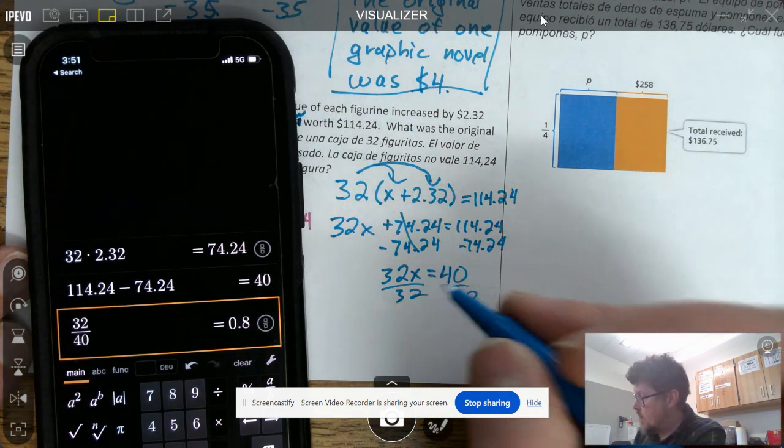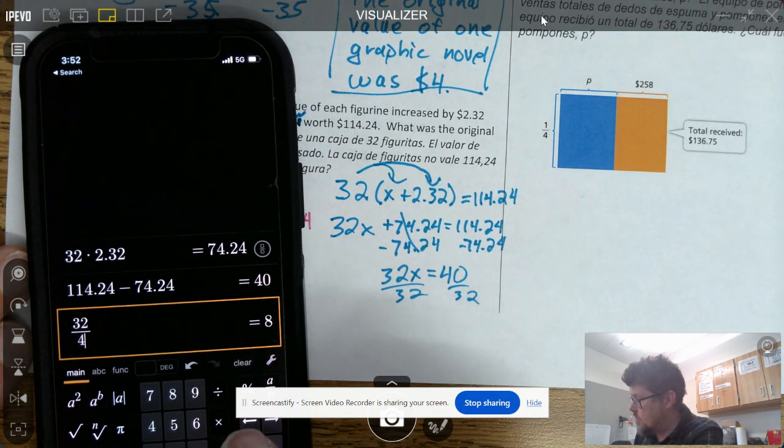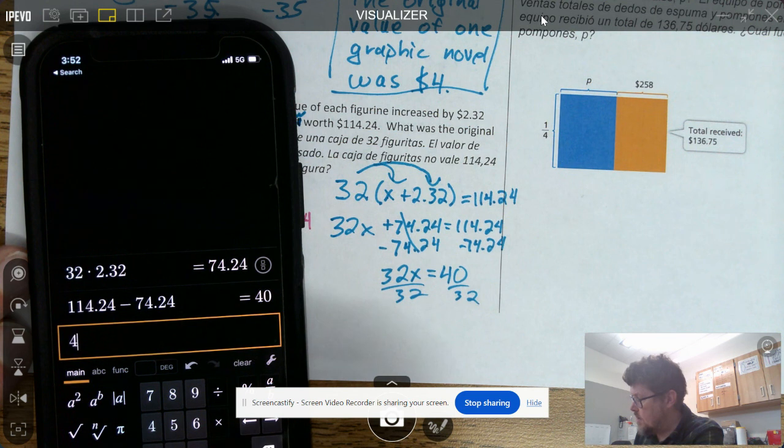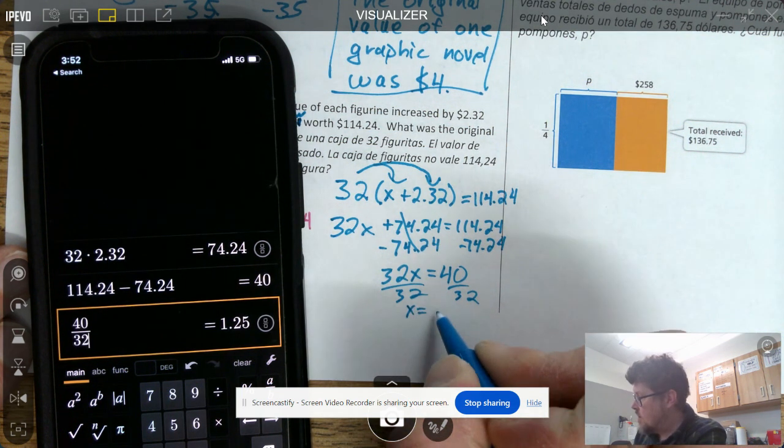Then we get... no, my bad. That's actually totally wrong. I'm doing 40 divided by 32. Sorry. There we go. That's much better. Okay. So we get x equals $1.25.